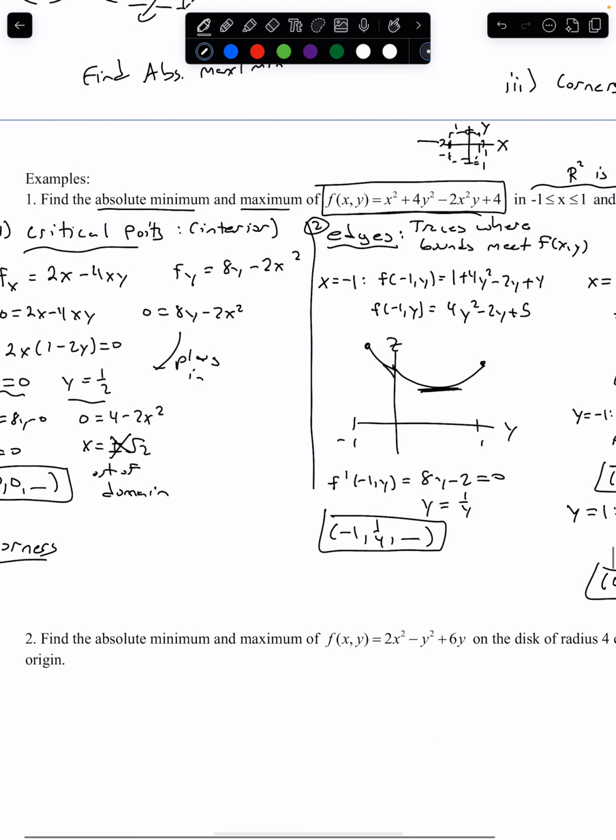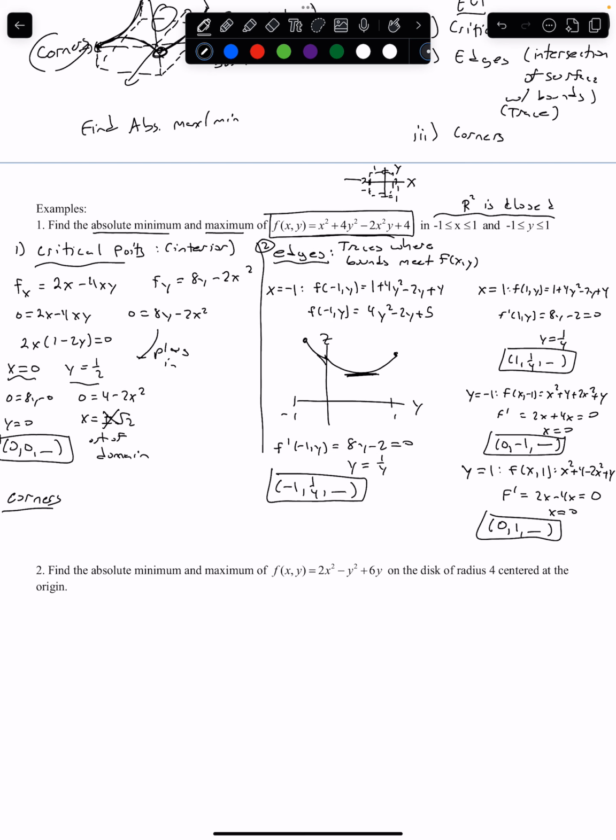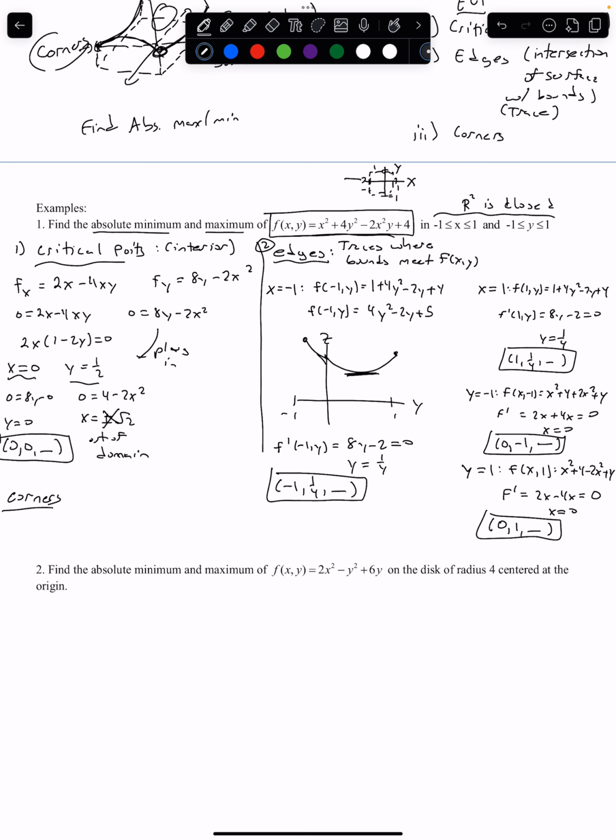But this one's not so bad because we kind of have it with our bounds. The corners are just from my bounds: (-1, -1), (-1, 1), (1, 1), and (1, -1). All right, so now let's count how many we have. There's a lot here. We have 1, 2, 3, 4, 5, 6, 7, 8, 9. We have to check 9 points.